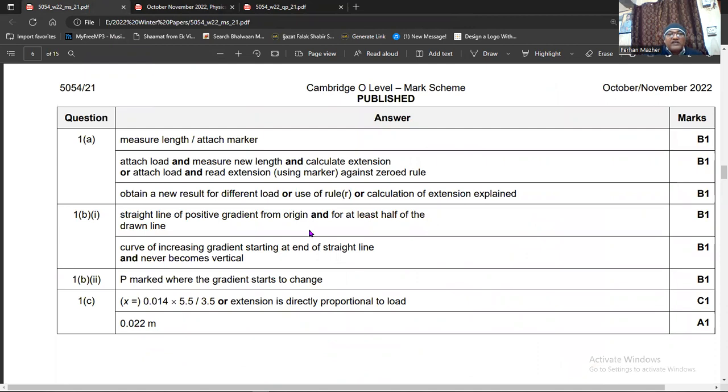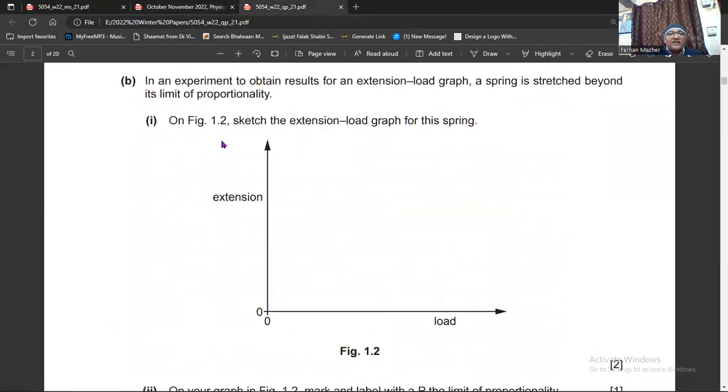The marking scheme says: straight line of positive gradient from origin for at least half of the drawn line, then a curve of increasing gradient starting at the end of the straight line, which never becomes vertical. So our answer is right. That was the solution.